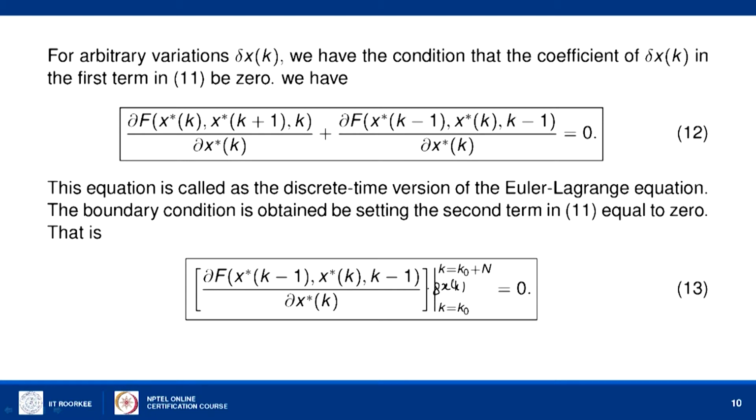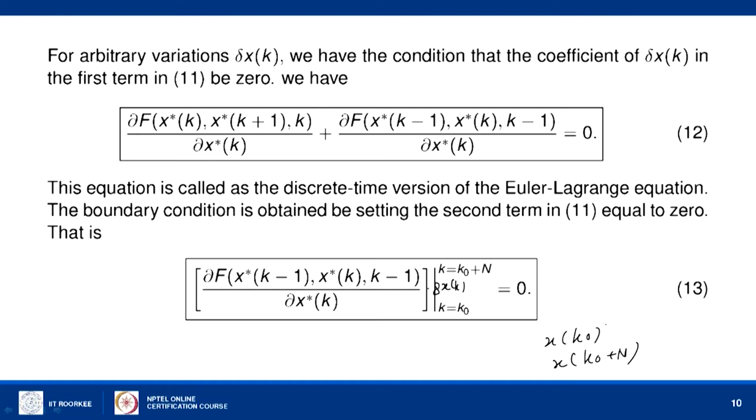So this correction also we have to remember. Equation 13. This del xk, if the initial time k0 and k0 plus n, if x of k0 and x of k0 plus n are both given, then the variation at these 2 points will be 0. So this condition is not required, only the equation 12 is to be solved under these boundary conditions.